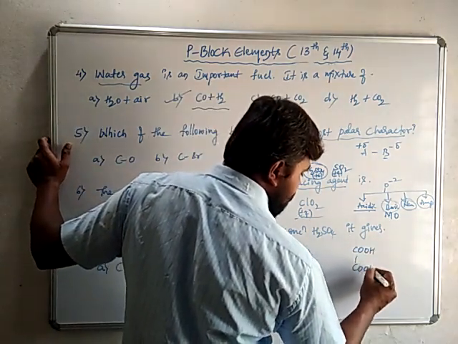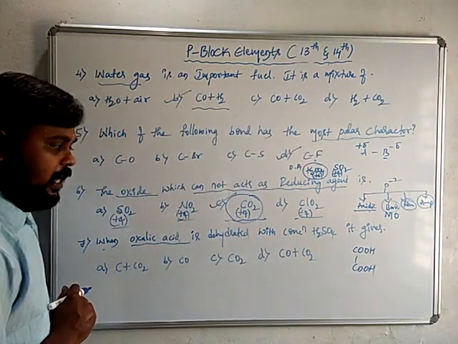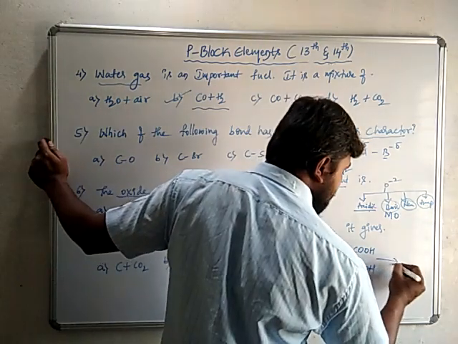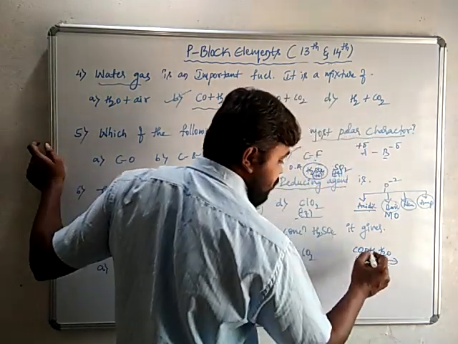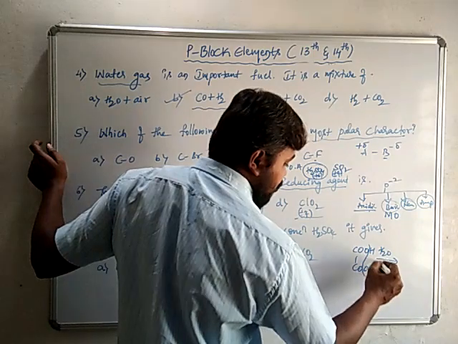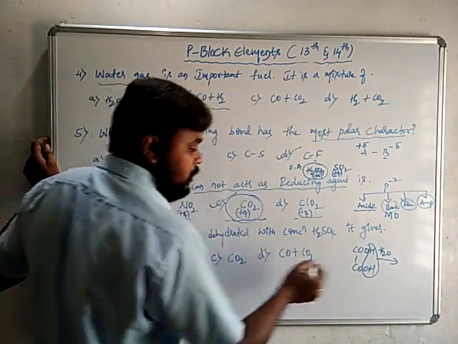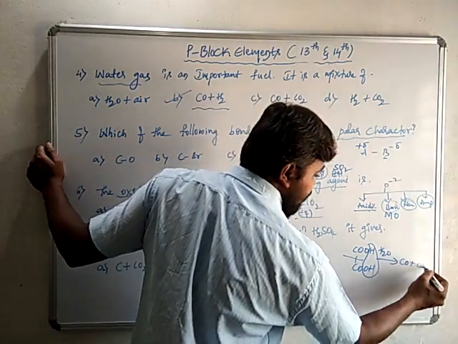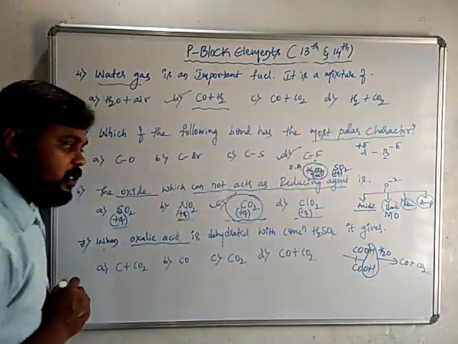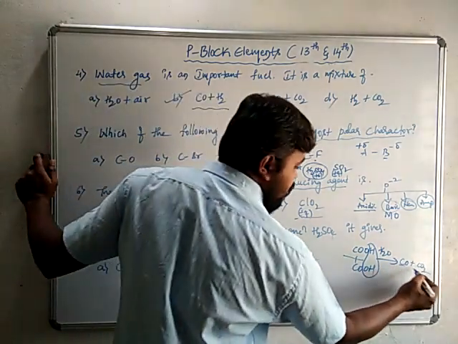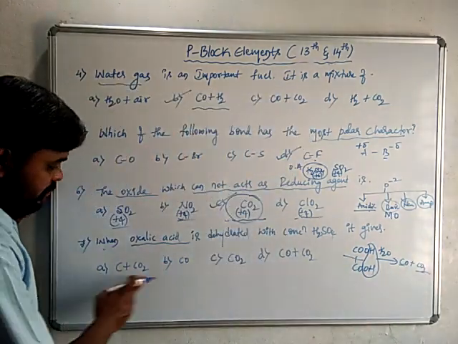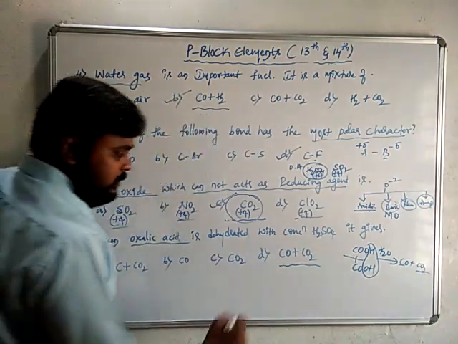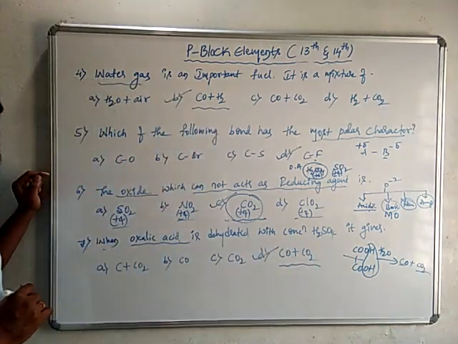COOH, COOH. So this is the formula of oxalic acid. When it is treated with sulfuric acid, one water will be eliminated, H from here, OH from here, and the bond is divided. So you will be getting carbon monoxide and carbon dioxide. The dehydration of oxalic acid gives carbon monoxide and carbon dioxide. Hence in the given options, option D is the right answer.